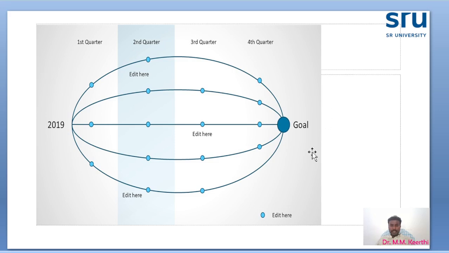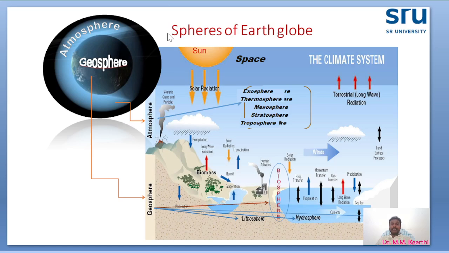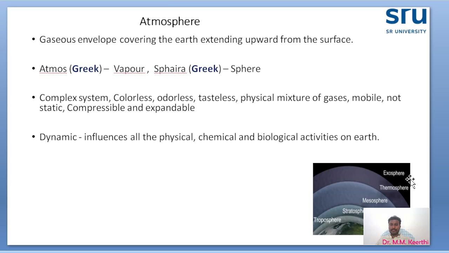So you see, this is the elliptical shape of the spheres of the earth. What are the spheres of the earth globe? I already told this. You see here, the geosphere is the earth portion, and where the gaseous portions are there is the atmosphere. Here rocks are there, so this area is the lithosphere. Water is there, the hydrosphere. Ice crystals are there, the cryosphere. First, we are going to discuss the atmosphere in detail.